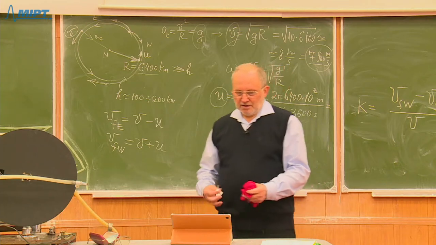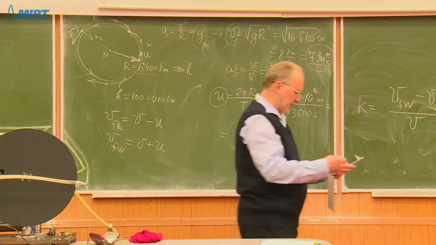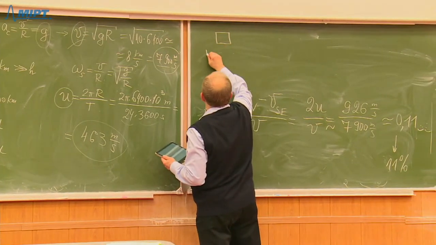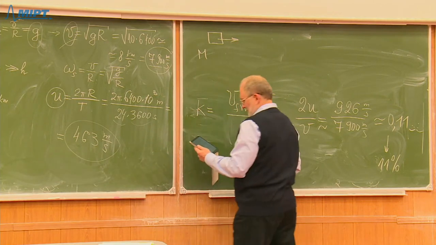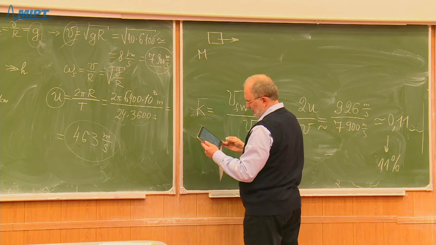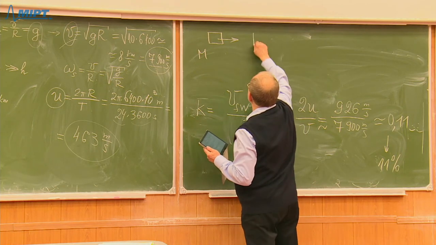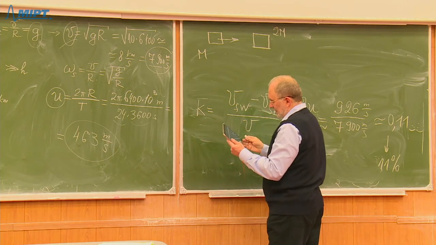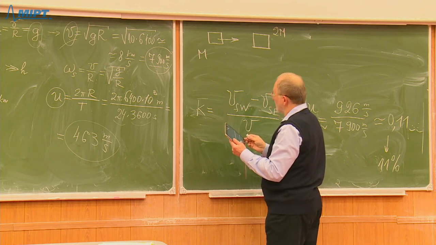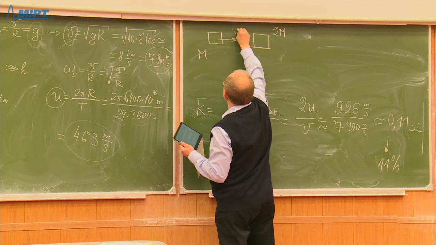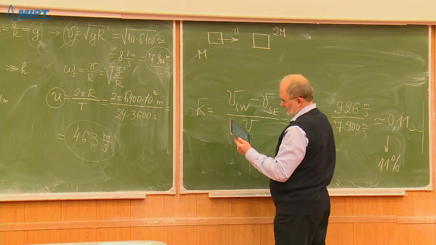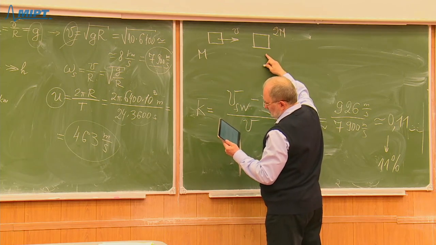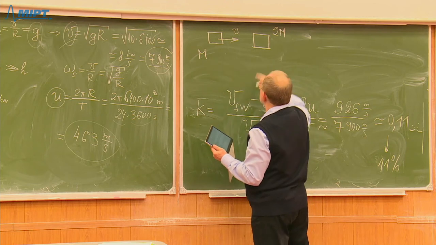Problem number five says that a moving body of mass m makes a completely inelastic collision. So we have a body of mass m, and it's moving. And there is another body of mass 2m, and there is a completely inelastic collision. This body was moving at some initial velocity v, and the other was a stationary body of mass m2, which was at rest. What part of the initial kinetic energy is lost in this condition?